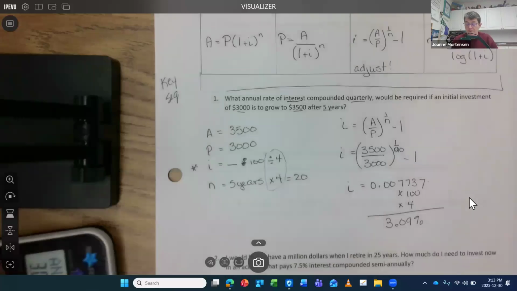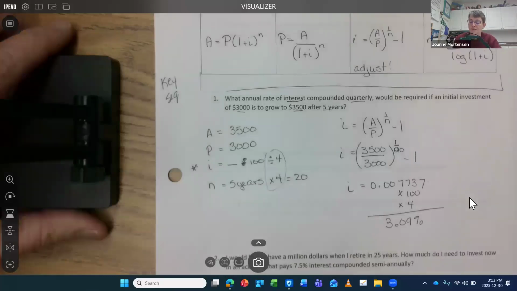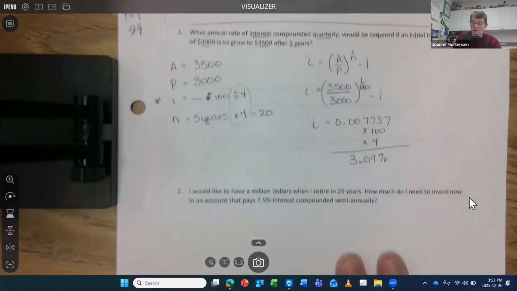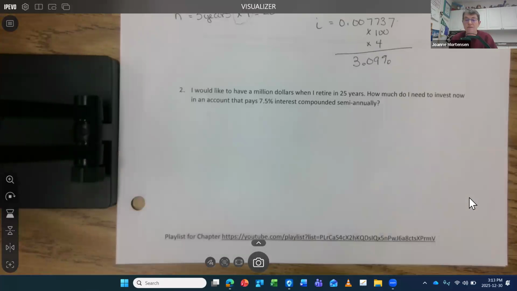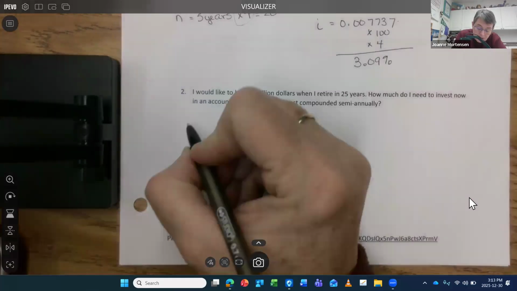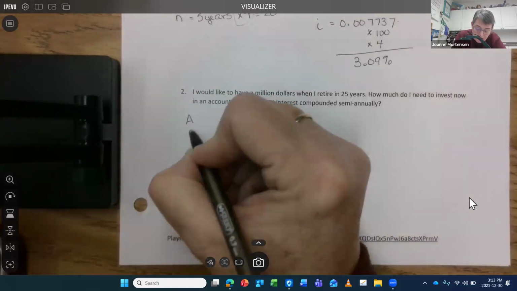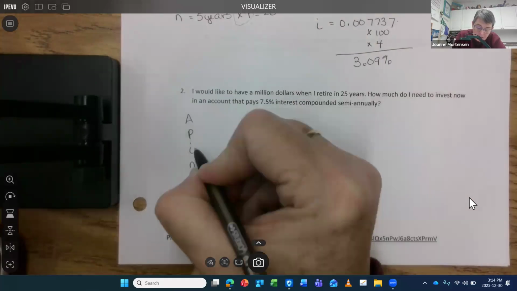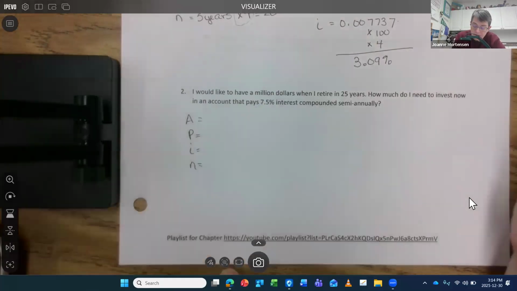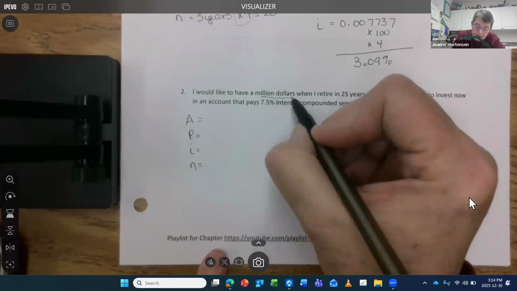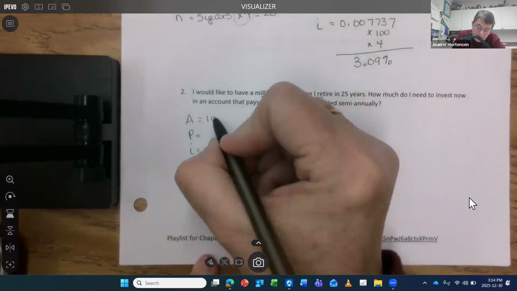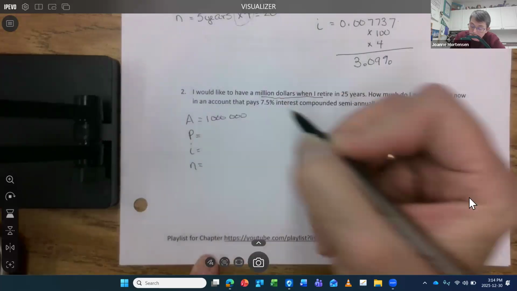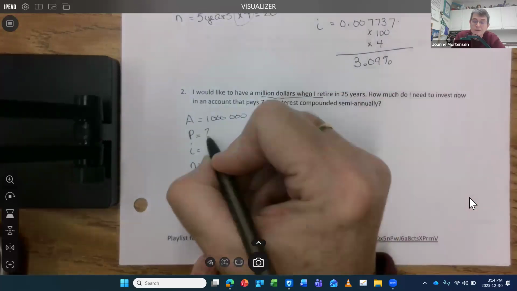All right. I would like to have $1 million by the time I retire in 25 years. How much do I need to invest now in an account that pays 7.5% interest compounded semi-annually to have that amount? Okay. A, P, I, N. Let's see how much of this we have. I want $1 million when I retire, that's what I want at the end. I don't know what my principal is.